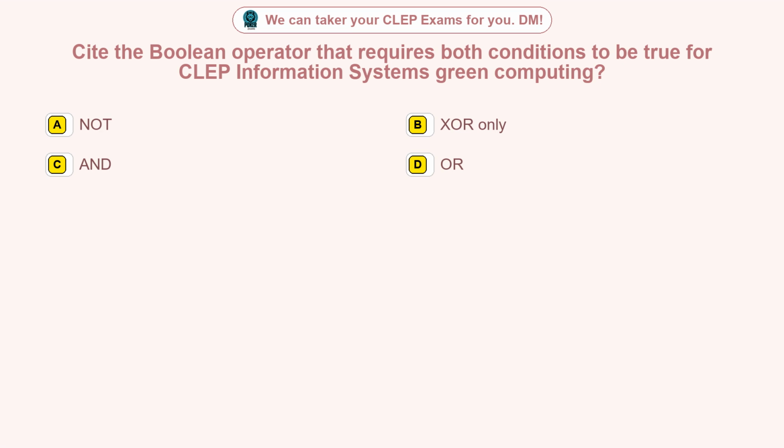Question 82. Cite the Boolean operator that requires both conditions to be true for CLEP Information Systems Green Computing. Option A. Not. Option B. XOR only. Option C. And. Option D. Or. The correct answer is option C.